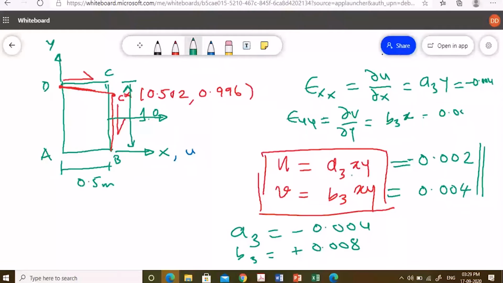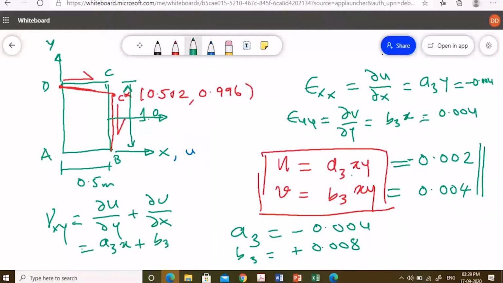And if I take gamma xy, this will be del u del y plus del v del x. So del u del y is A3x plus B3y. So you can put the value and you can get the strain tensor at point C. So like that you can get it at any point. Just then we have to give you the point, what is the value.